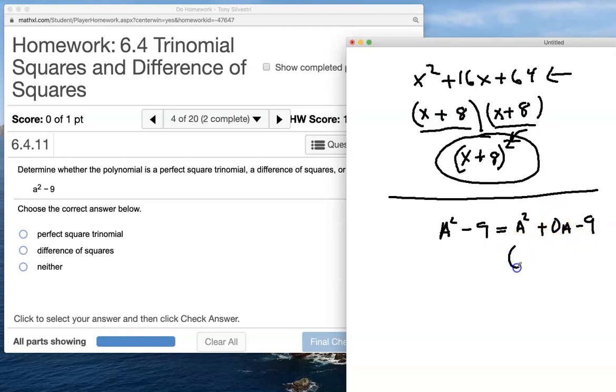See, what I would do is I would ask the question, hey, a and a gives you a squared. I look at the number negative 9. How do I get a negative number? Well, one number's got to be positive and one number's got to be negative. And then I need two numbers that multiply together to give you 9 and add or subtract to be 0. See, 0 is just a number like anything else. I'm going to go with 3 and 3.